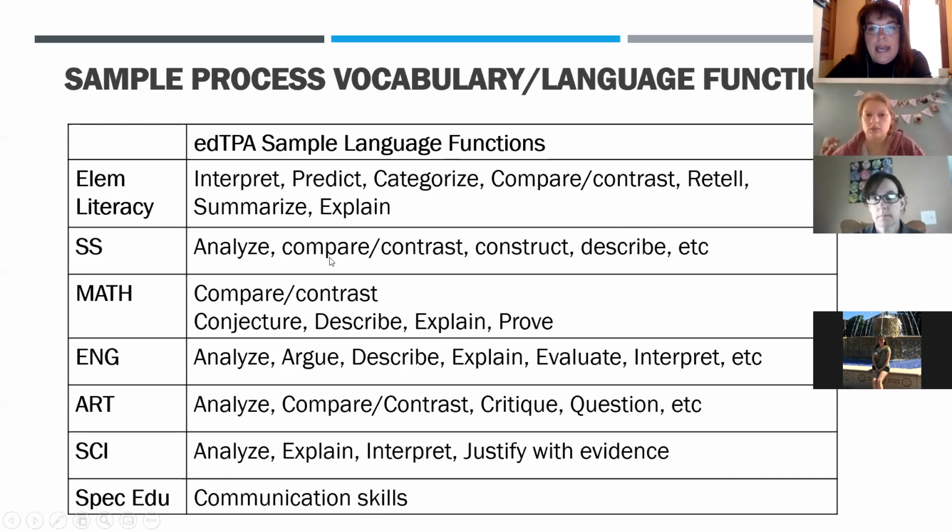Social studies, you analyze, compare, contrast, construct, describe. English, you analyze, argue, describe, explain, evaluate. So these are the terms that are used. For art, you analyze, compare, contrast, critique, question.